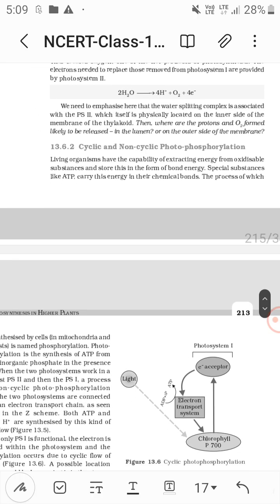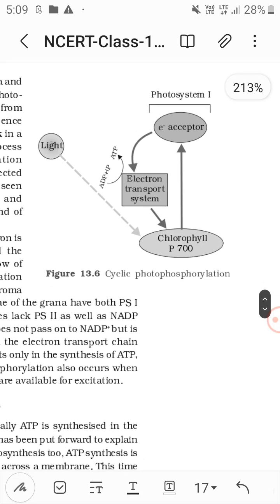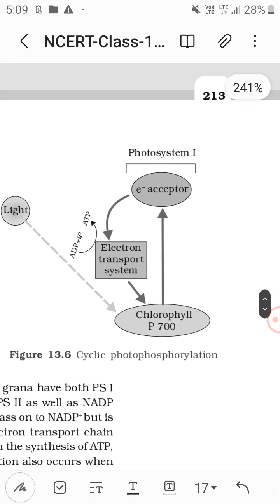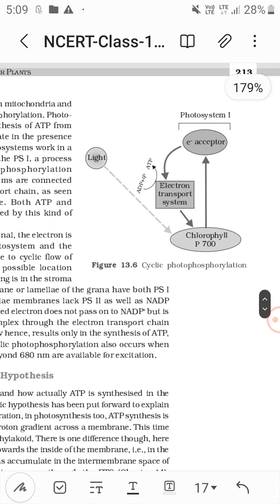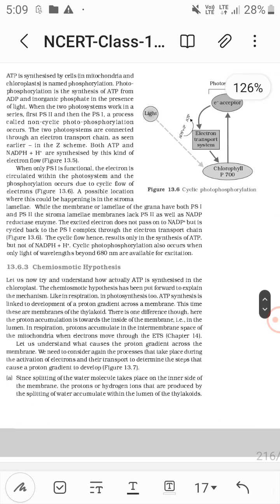Now, cyclic and non-cyclic photophosphorylation. In cyclic photophosphorylation, you see chlorophyll P700, light falls, then electron acceptor, then electron transport system, so formation of ATP from ADP plus inorganic phosphate. This cycle continues. So this is cyclic photophosphorylation.